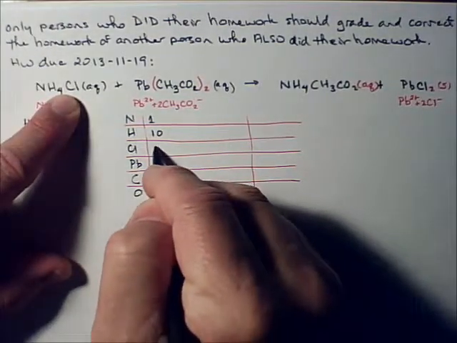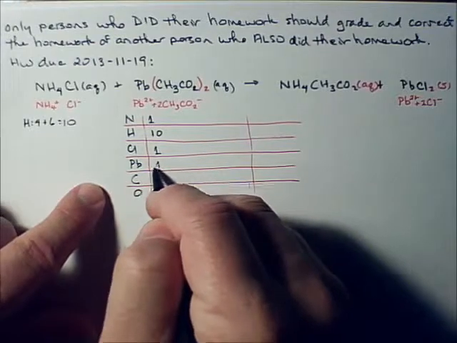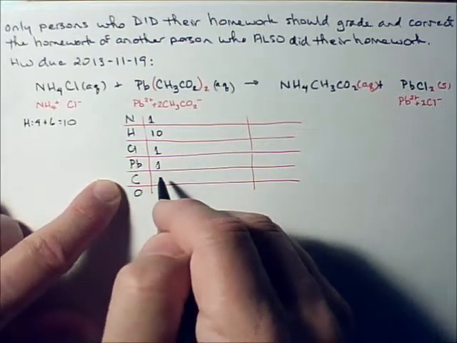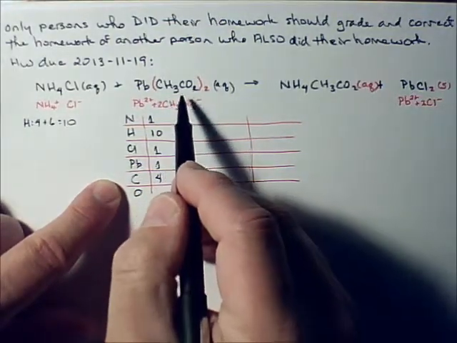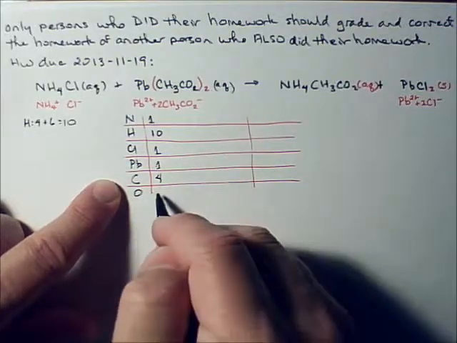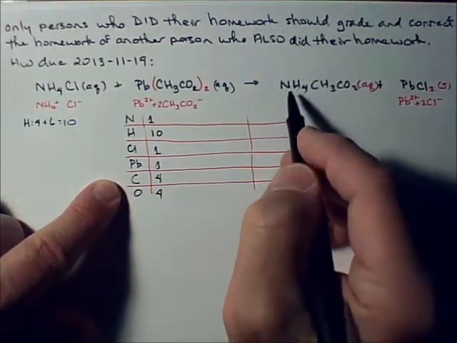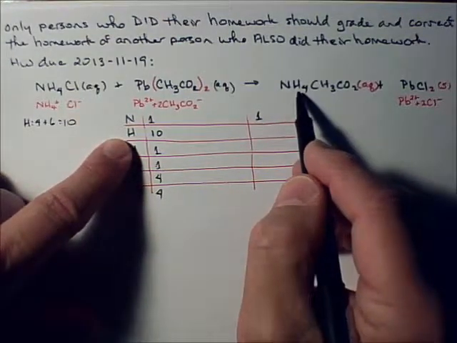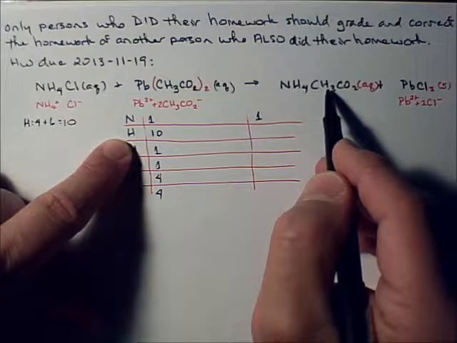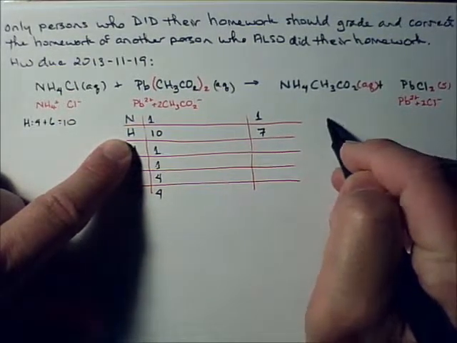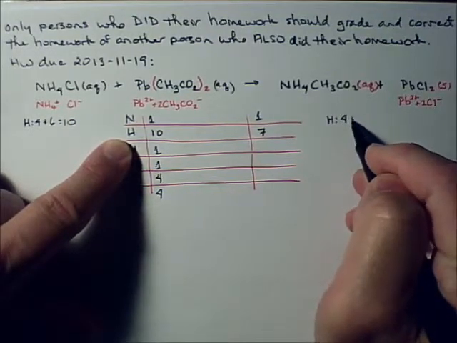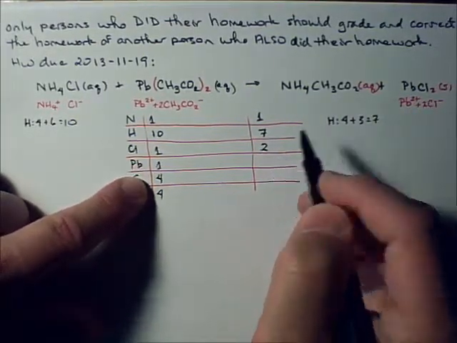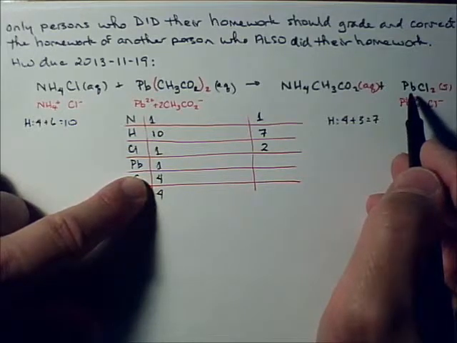Alright, so we've got 1 chlorine. I've got 1 lead. I've got 2 carbons in the acetate times 2, so that means I've got 4 carbons. I have 2 oxygens in the acetate times 2, that's 4 oxygens. On the other side of the equation, I've got 1 nitrogen, and I've got 4 hydrogens here, plus 3 here, that's 7. Let's make sure we do the math here. 4 plus 3 is 7. Keep up with it. We've got 2 chlorines now. I've got 1 lead.